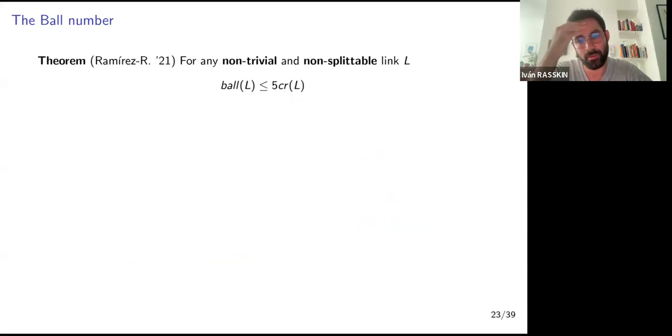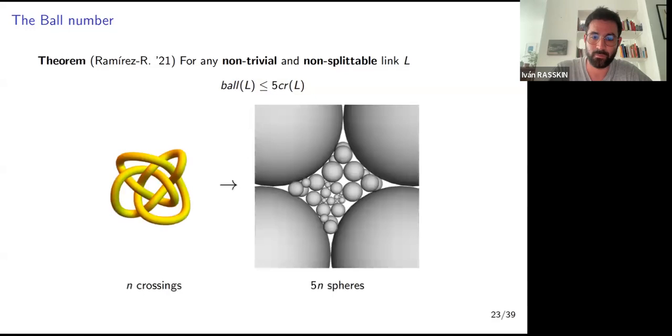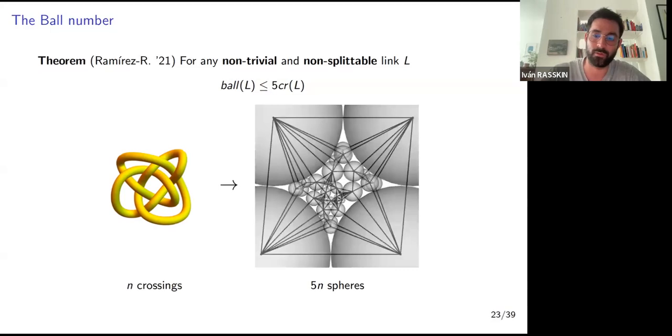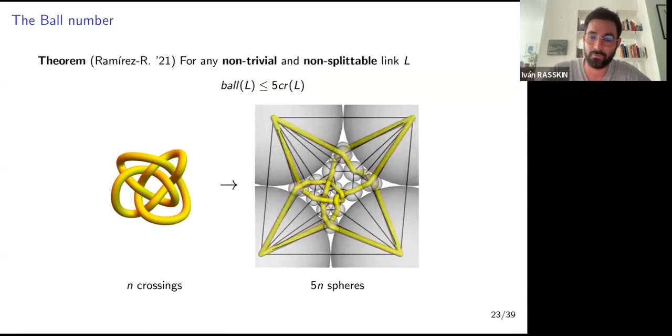In my thesis with Ramírez Alfonsín, we gave an algorithm for constructing this necklace representation in terms of the crossing number, the minimal number of crossings. We start from a diagram with n crossings, and the output of this algorithm gives us a sphere packing with 5n spheres, 5 times the number of crossings. Inside this sphere packing, we can use the contact graph and find a Hamiltonian cycle that passes through every sphere, and that will give us the necklace representation of the given knot or link.